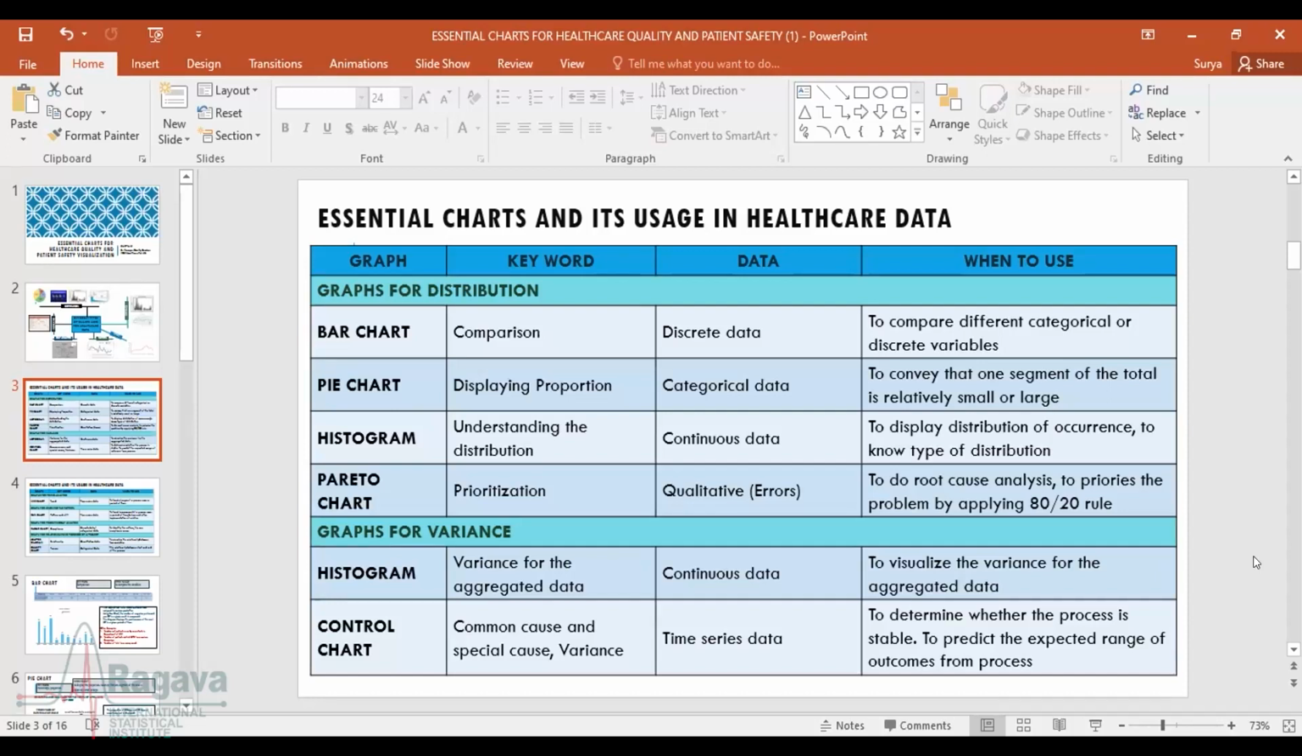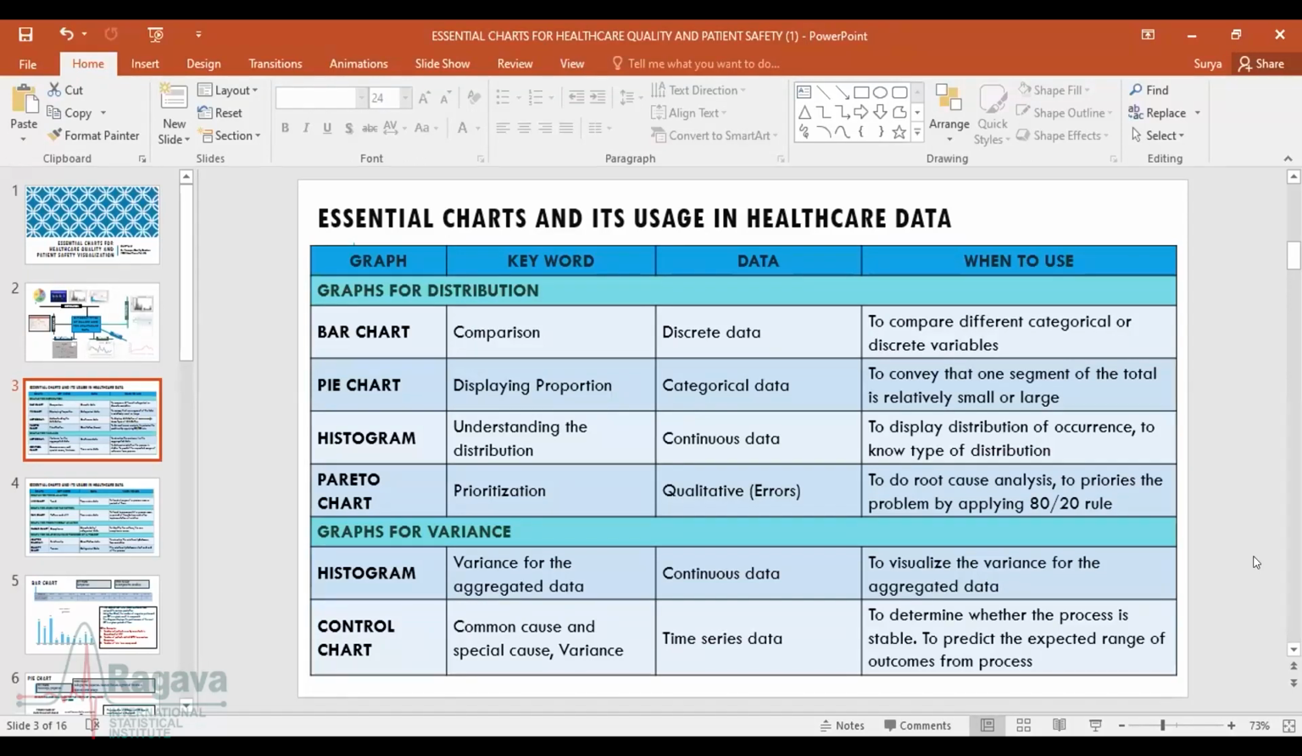By using the Pareto chart, which is a wonderful one, we show prioritization. It shows what errors I need to concentrate on. We need the qualitative data, and this is one of the good tools for root cause analysis, where we can prioritize the first set of errors, the vital errors where we have to concentrate first, by applying the 80-20 rule.